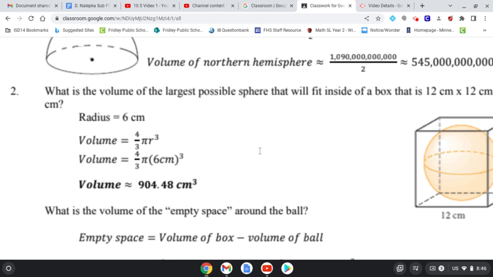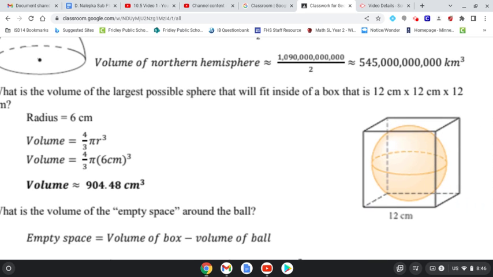So the question is, what's the volume of the largest possible sphere that will fit inside of a box that is 12 by 12 by 12 centimeters? So here we have a box, 12 by 12 by 12, standard box. And we want to find the sphere that will fit inside of this. Well, to find the sphere that fits inside, it's going to be the sphere that goes from edge to edge.